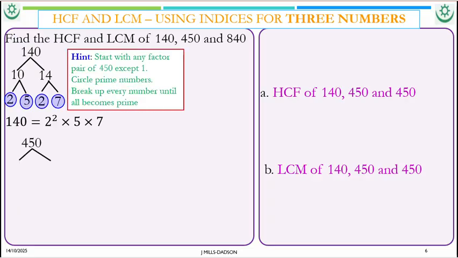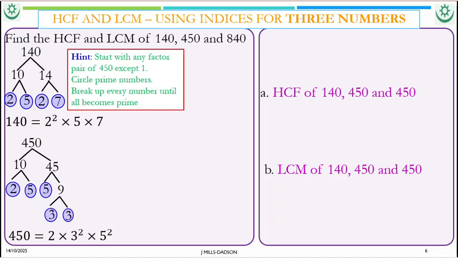Do the same for 450. 10 times 45, we express 10 as 2 times 5, both are prime. We express 45 as 5 times 9. 5 is prime, but 9 is not prime, so we break 9 into 3 times 3. And then the final expression becomes 2 times 3 squared times 5 squared for 450.